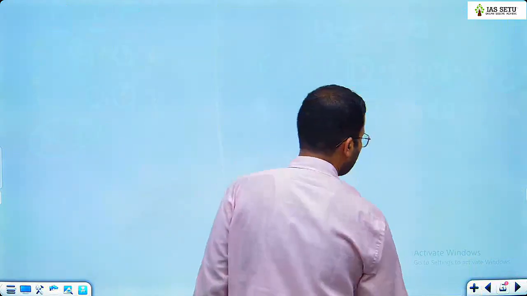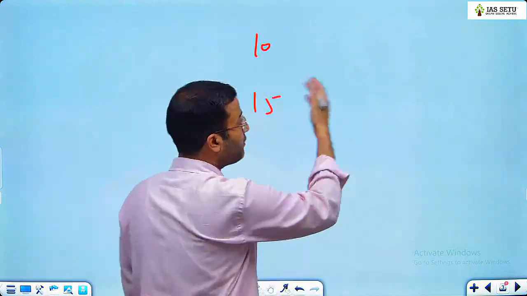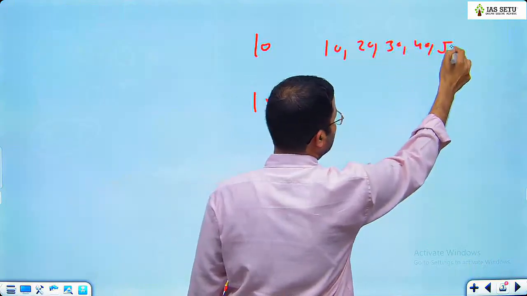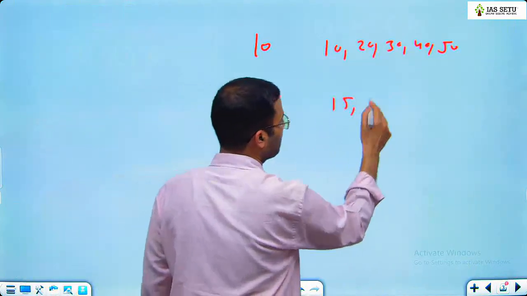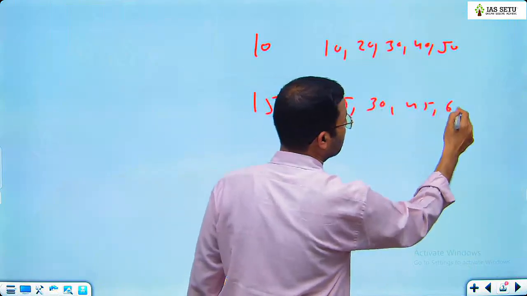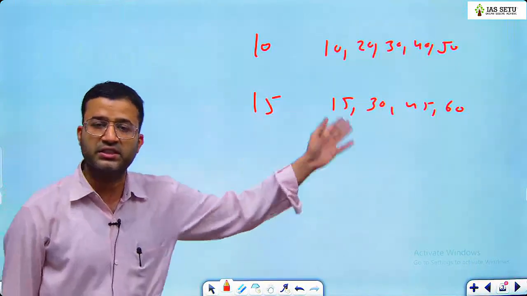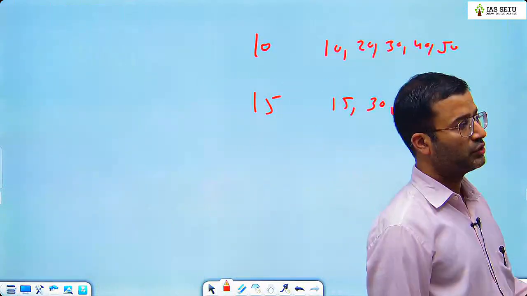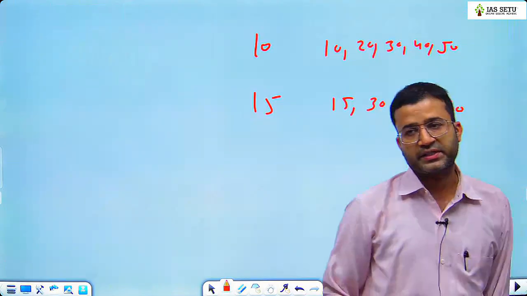Like if we try 10 and 15. What are the multiples of 10? We have 10, 20, 30, 40, 50, 60, and so on. What are the multiples of 15? We have 15, 30, 45, 60, and so on. What are the common multiples? We have 30, then 60, then 90. What is the least common multiple here? We have 30. So 30 is LCM of 10 and 15. So this is the basic idea.